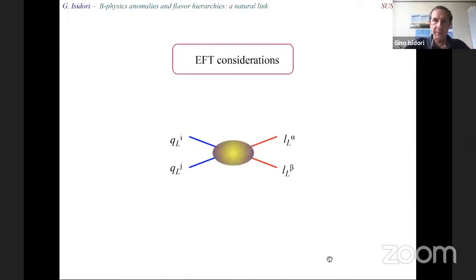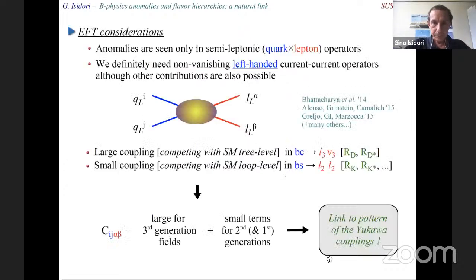So, these are the data in a nutshell. Let's now start to build an EFT that describes this data. So, anomalies for the moment are seen only in this same leptonic operator. We definitely need left-handed current, as I told you, and we need a rather specific flavor structure from the point of view of both quark and lepton.